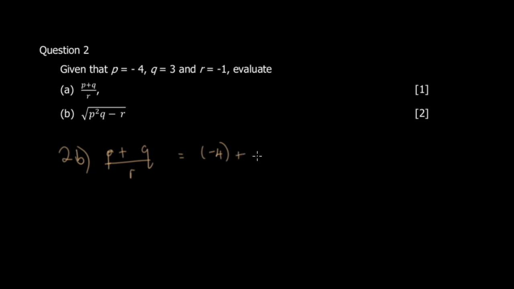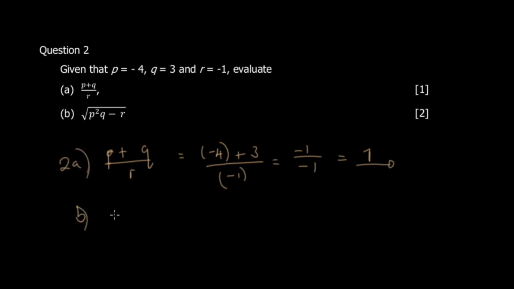Plus Q is what? It's 3. Put 3 like this. Then divided by R, which is -1. I can even put that in brackets, that's fine. So here you get -4 plus 3, which is -1, by -1 here. Then you get 1. And that's it. So you get 1 on the first part. I don't know why I keep on writing B every time, but this was supposed to be 2a.